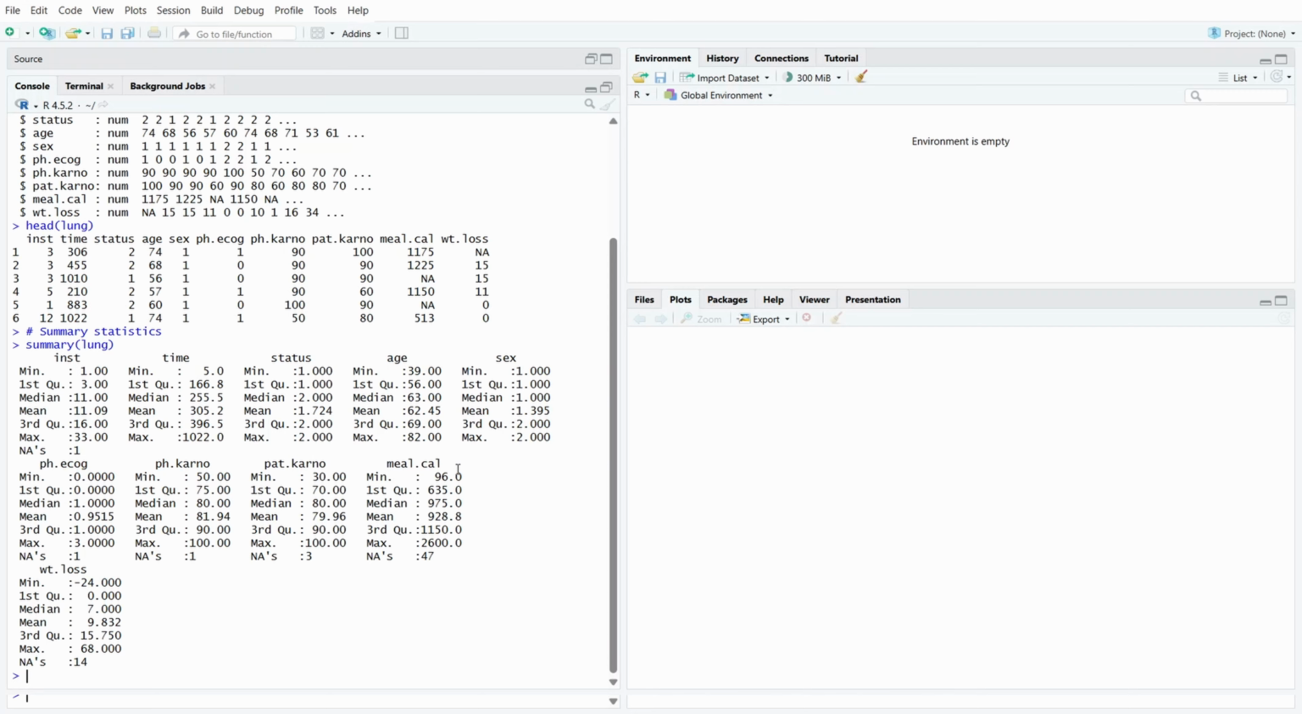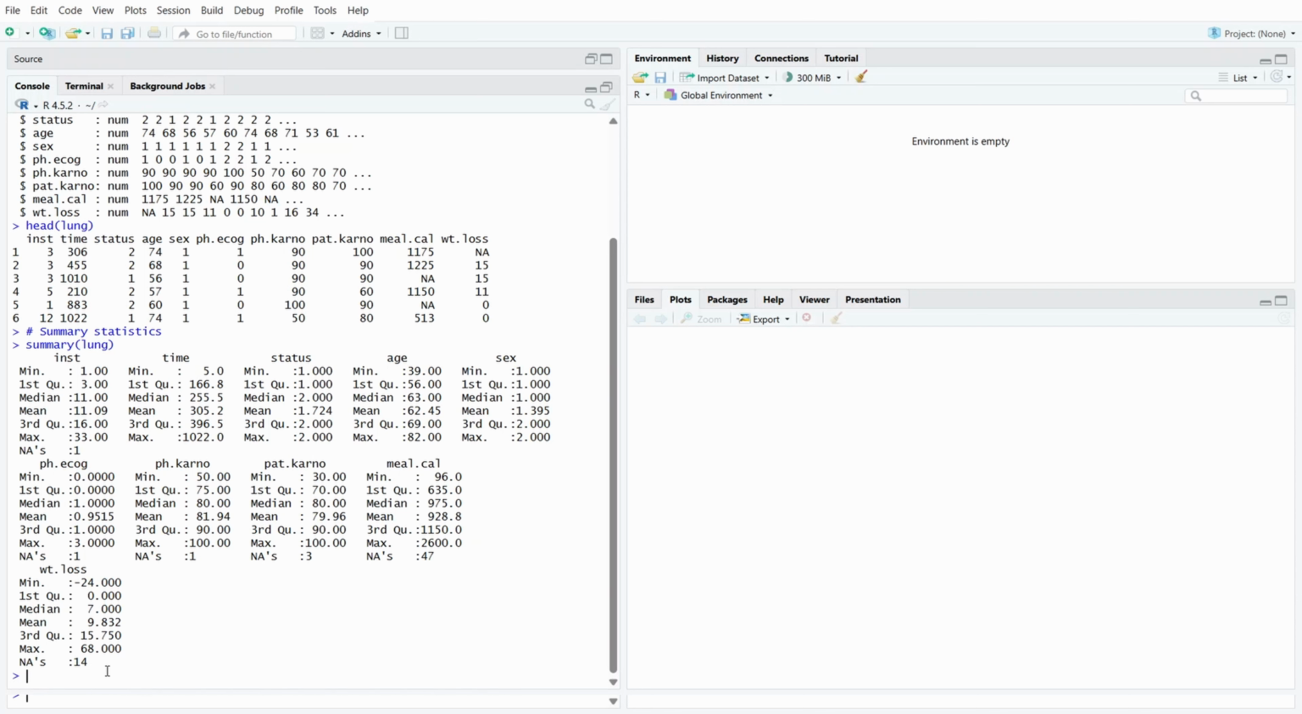Looking at meal.cal, or daily calorie intake, there's a lot of variability, from as low as 96 to as high as 2,600 calories. The mean is around 929, but notably there are 47 missing values here, which is quite substantial and could affect analyses. Finally, weight loss, WT.loss, ranges from minus 24 to 68 pounds. The negative values suggest some patients actually gained weight. The median weight loss is 7 pounds and the mean is about 9.8, indicating that weight loss is common but varies widely. There are also 14 missing values in this variable.